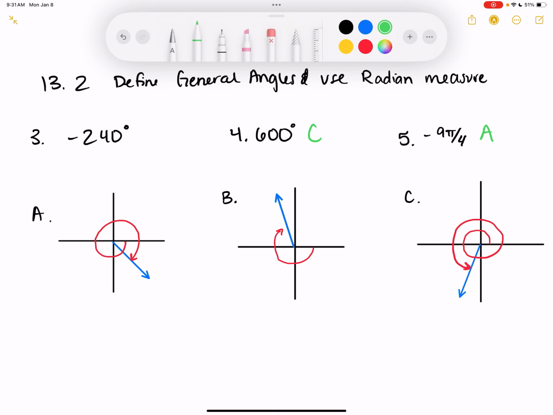So then the last one, negative 240. Basically, I would just go negative 90, negative 180, negative 210, and then another 30 up here would be negative 240. And so that's where that would be. So 3 is going to be B.